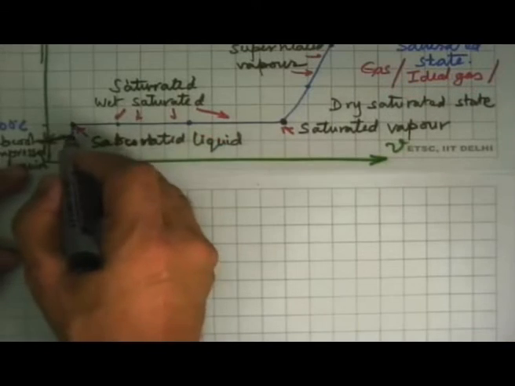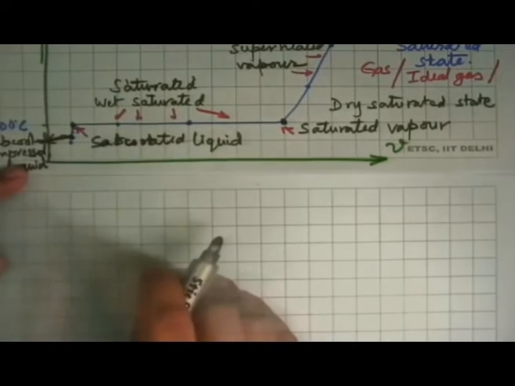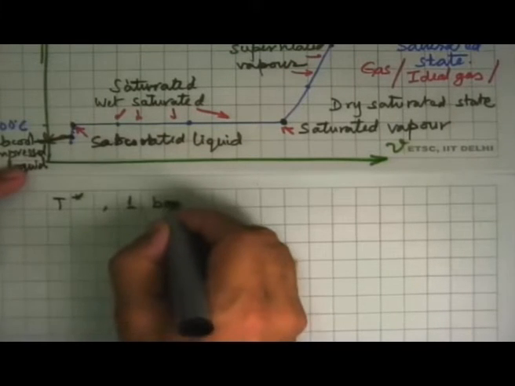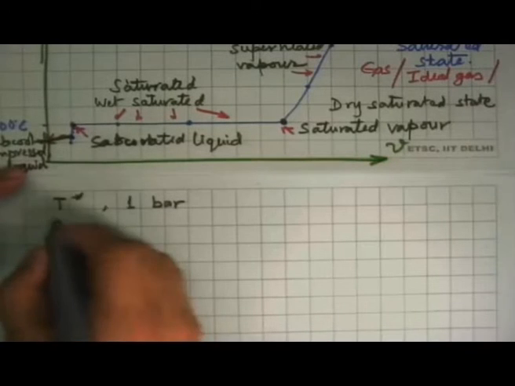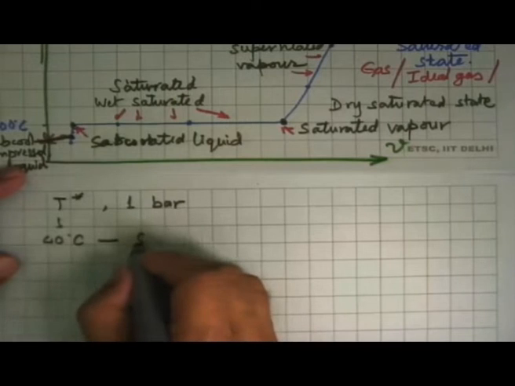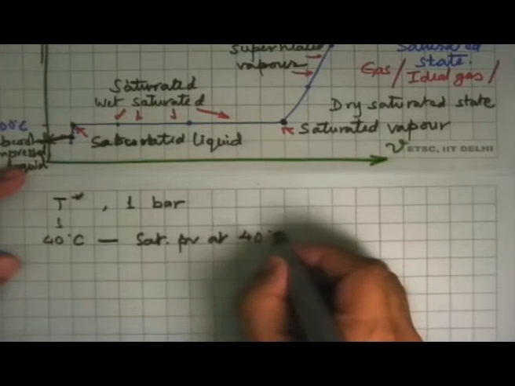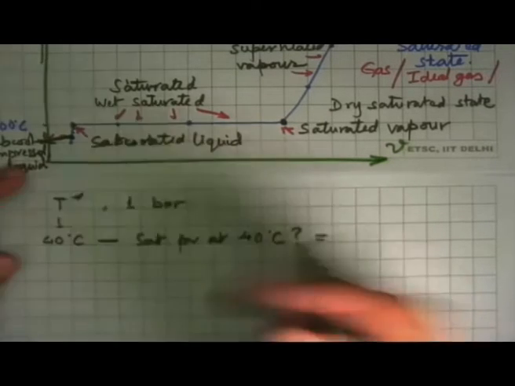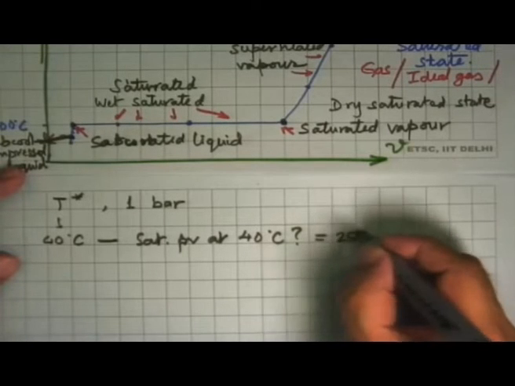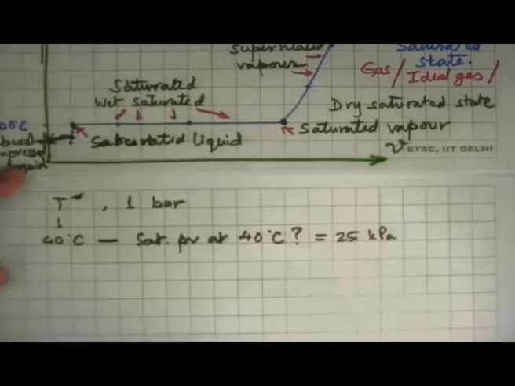What is the pressure here compared to the saturation pressure at 40 degrees Celsius? Okay, so we have T star and 1 bar, and say T star was 40 degrees Celsius. Then we say, well, what is the saturation pressure at 40 degrees Celsius? And you look up the tables, and this, my guess, is of the order of about 20-25 kilopascal. I'm just putting a number there. It's of that order. This is not the exact number.